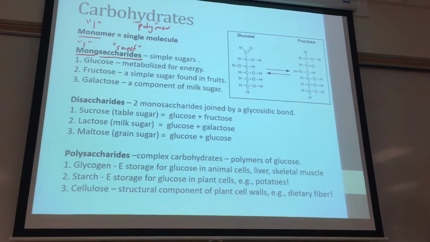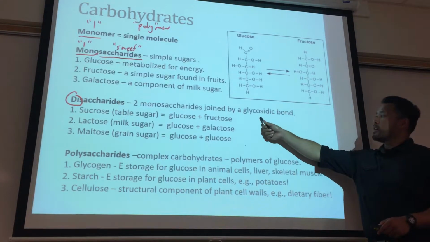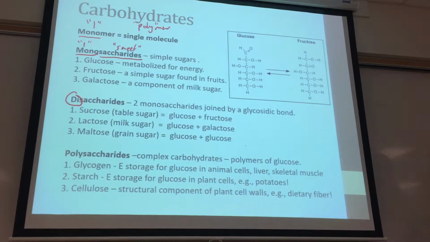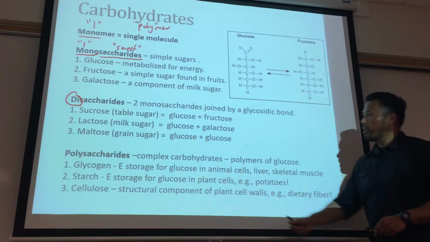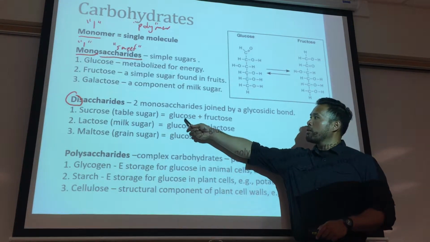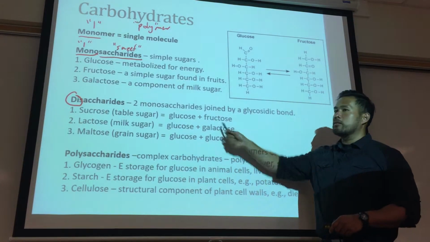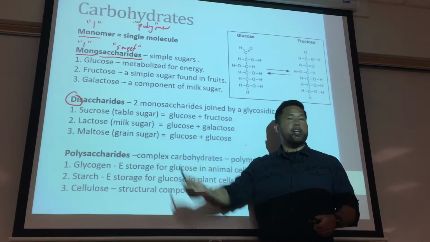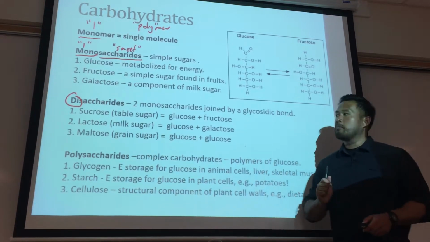Now disaccharides, on the other hand, are 2 sugars attached together by a glycosidic bond. You don't need to know the term for that. A glycosidic bond is just a bond that forms those 2 sugars together to create a disaccharide, of which we'll talk about 3. Number 1 is sucrose, which is a combination of glucose and fructose. That forms table sugar. Anytime you buy sugar, that's what it is, glucose and fructose combined together.